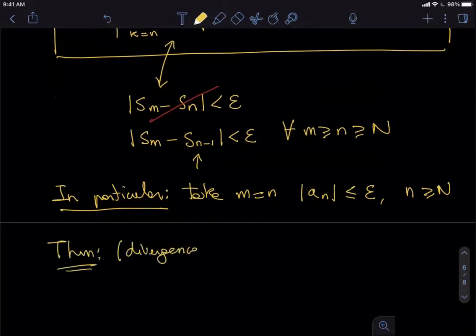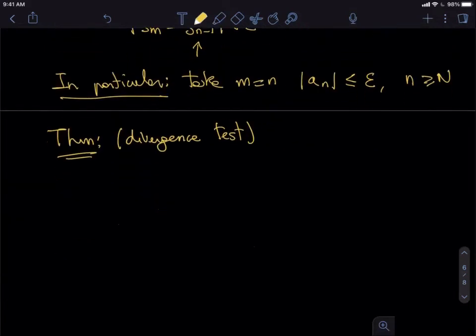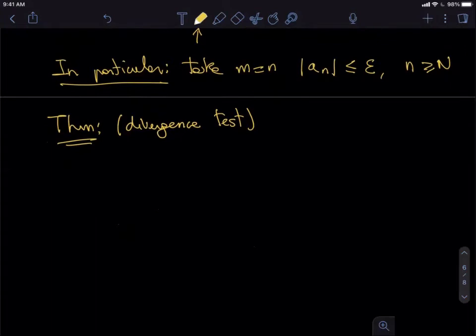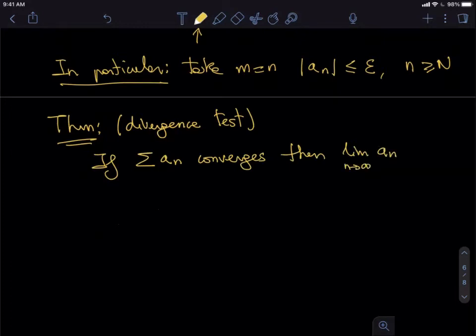This is the divergence test, which is the basic one. This is useful to rule out silly cases, series that have no chance to converge. Other than that, it is not very useful. But this one says that if the sum of a_n converges, then the limit of a_n as n tends to infinity equals 0.